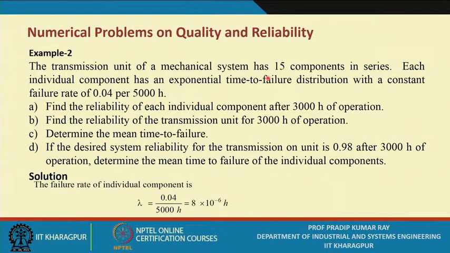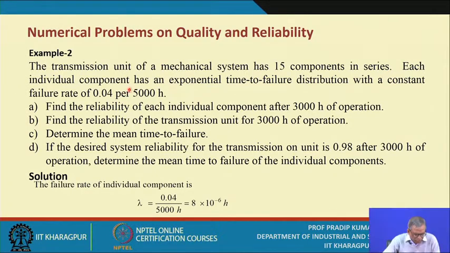Next we go to the next example on reliability. The transmission unit of a mechanical system has 15 components in series. This is very, very typical. Each individual component has an exponential time to failure distribution with a constant failure rate of this. Is it all right?